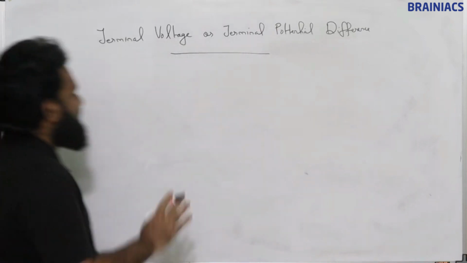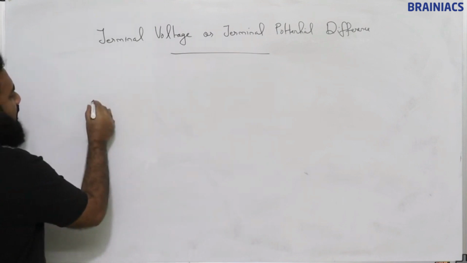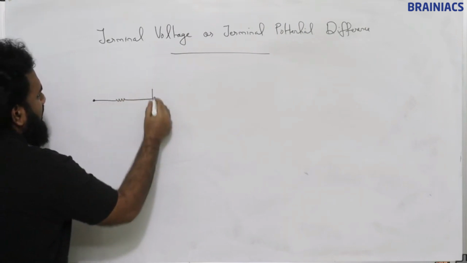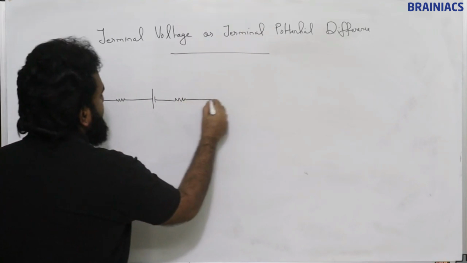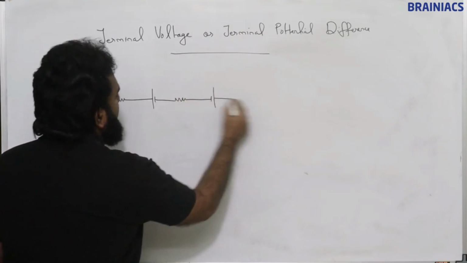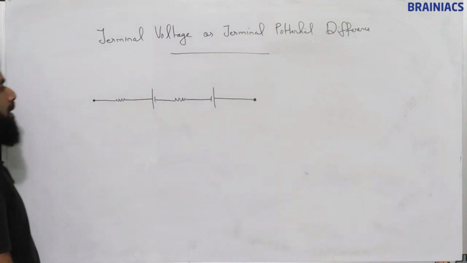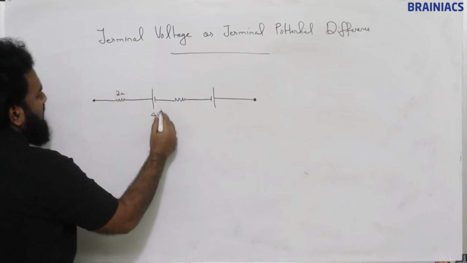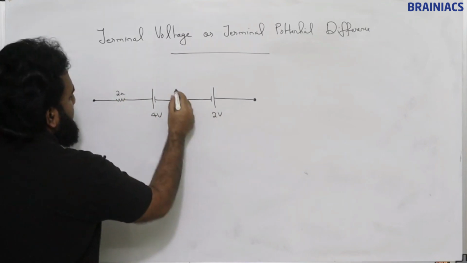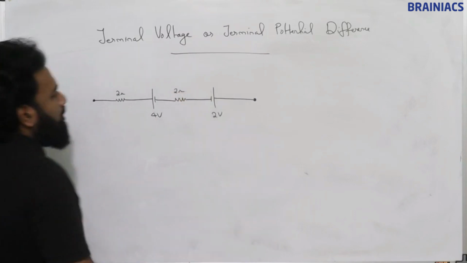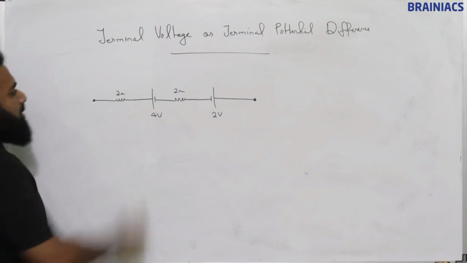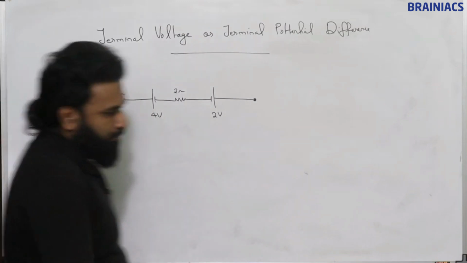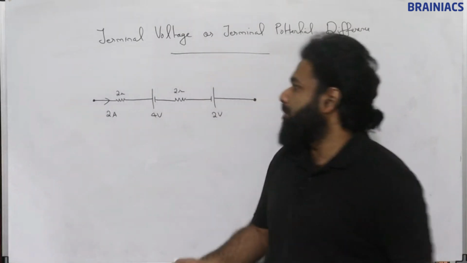Just suppose, see, if we have a terminal here, a resistance, a cell, another resistance, then another cell, then this is another terminal. Suppose this is 2 ohm, this is 4 volt, this is 2 volt, and this is again 2 ohm. Now suppose current is flowing like this, say for example 2 ampere.